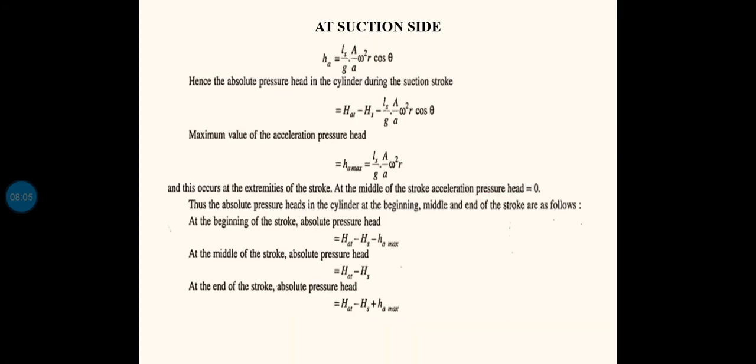And the next is the suction side. HA equal to LS by G, A by A, omega square R cos theta, that is the general equation. Hence the absolute pressure inside the cylinder during the suction stroke is H atmospheric minus HS minus LS by G, A by A, omega square R cos theta. At the starting of the stroke, cos theta will be equal to 1, that is theta equal to 0 degree. So HA max equal to LS by G, A by A, omega square R, cos theta being 1. So at the beginning of the stroke, absolute pressure will be H atmospheric minus HS minus HA max.